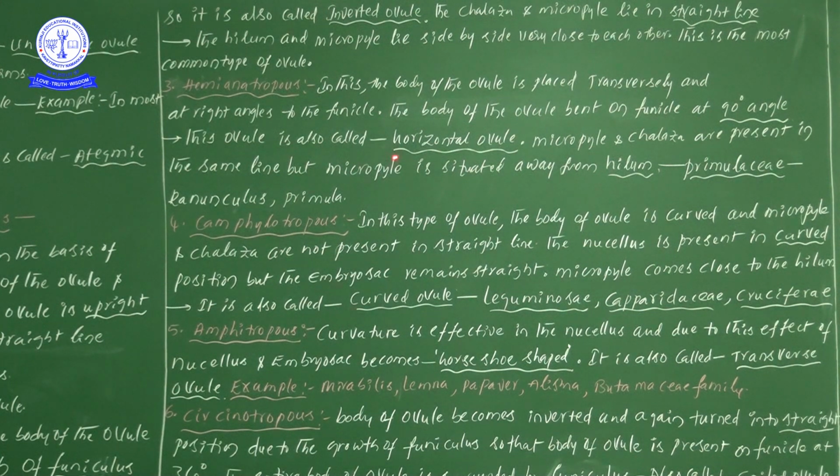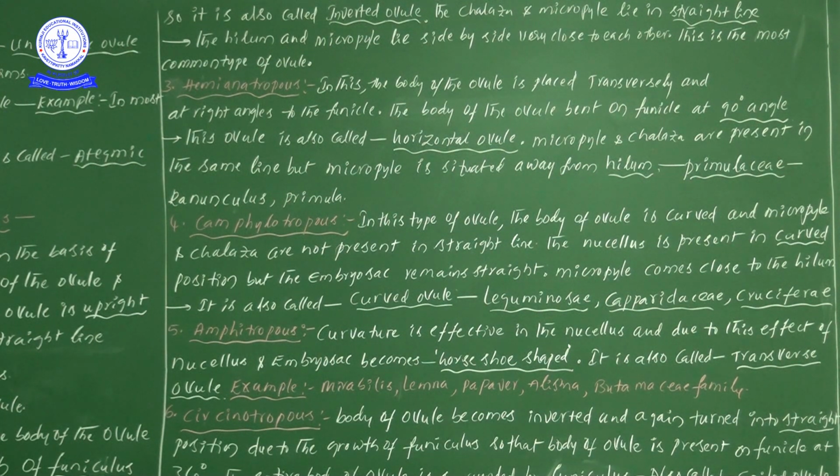It is also known as the horizontal ovule. Hemianatropous ovule we also call by one more name, horizontal ovule. Next, the micropylar region and the chalazal region are present on the same line, but the micropylar region is situated away from the hilum. So in this case, the micropylar region and chalazal region are present on the same line, but the micropyle is situated away from the hilum.